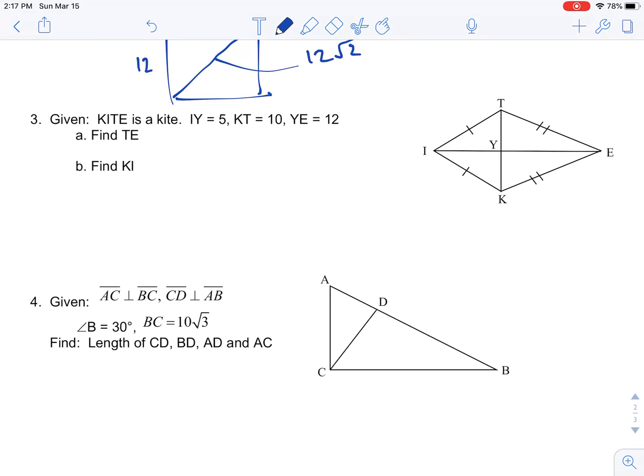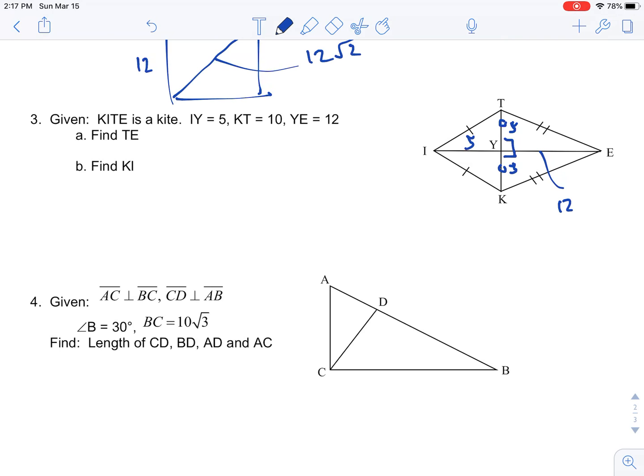Third problem here is a kite problem. So you've got to know the properties of a kite. You know that in a kite, one of the diagonals perpendicular bisects the other one. So this one is congruent to this. And it's given that this is 5. TK is 10, and it's bisected, so each of these are also 5.